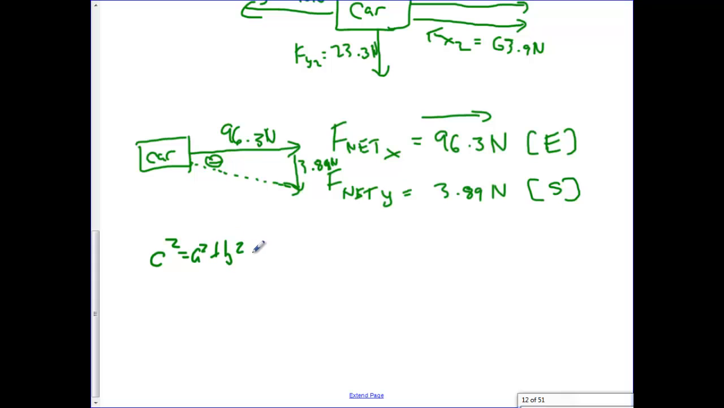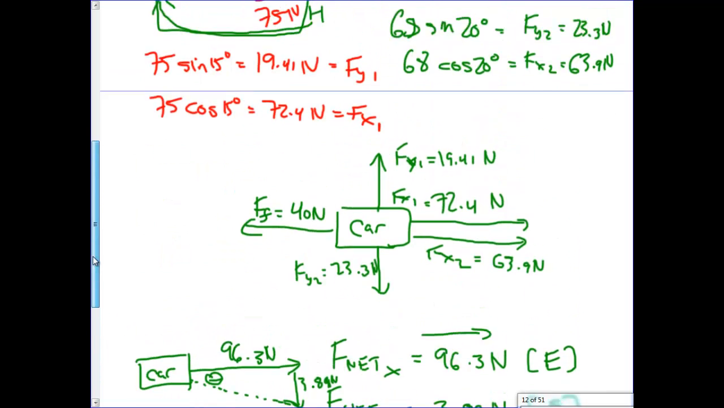C squared is a squared plus b squared. So square root of 96.3 newtons and 398 newtons. Anybody get a hypotenuse value? 96.4? Okay, depends on how many sig digs you kept. I should point out, I didn't penalize very often, if at all, for doing sig digs wrong. I'm going to start doing that though. So make sure when you get your final answer, which is here, we actually do sig digs properly.